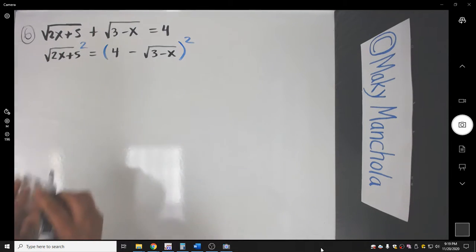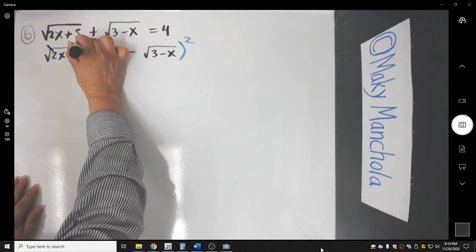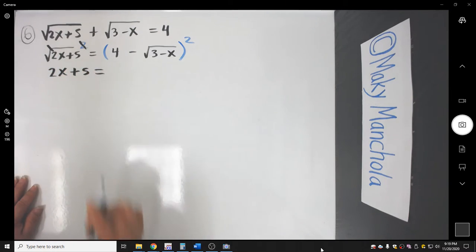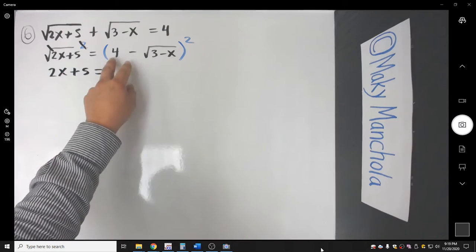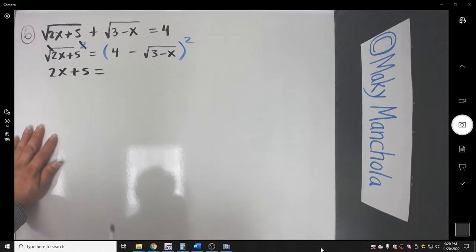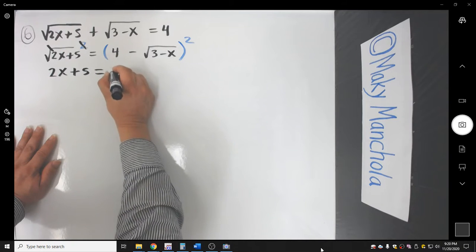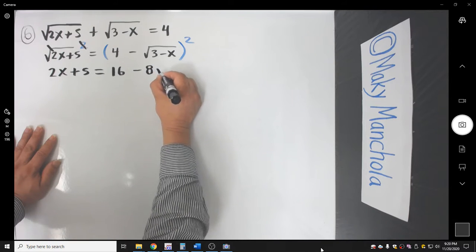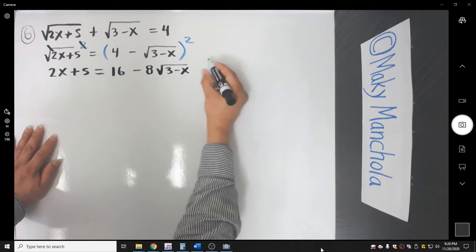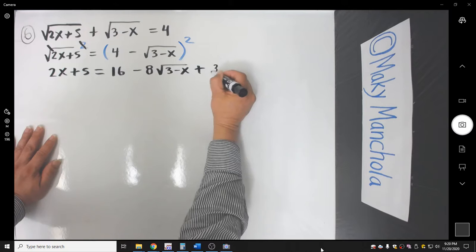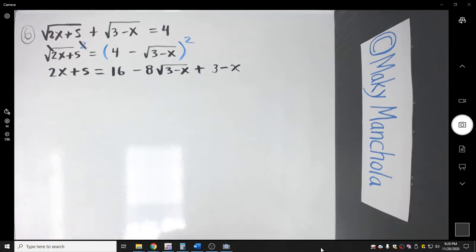So on the left side, the radical is gone. So we obtain 2x plus 5. On the right side, we multiply 4 minus the square root of 3 minus x times itself. The result from that is going to be as follows: 16 minus 8 times the square root of 3 minus x, plus 3 minus x. This will be the result, and you can pause the video and check for yourself.